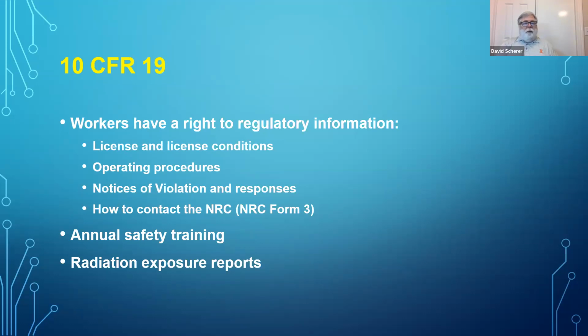One is that all workers have a right to see the license and know the license conditions. I think a big part of the reason for this is so that workers can know if the company's skirting the rules. They want workers to know the rules so that they know they're operating safely, and to recognize when rules might not be followed. Workers have a right to see the operating procedures that have been approved, again, to know what they should be doing and whether things are operating above board.